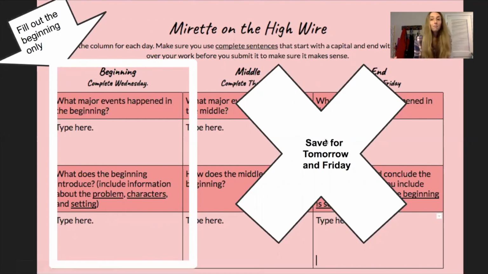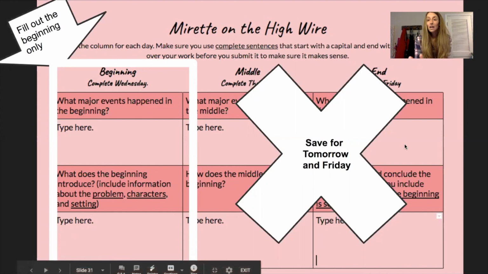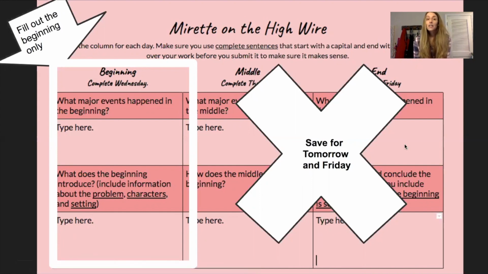Remember, we're not submitting this assignment today. The assignment's going to be submitted on Friday. Today, we are only focusing on the beginning. But it's always a good idea, even though we're not submitting, to make sure that you are reading over your work, making sure it makes sense, and making sure it has complete sentences.